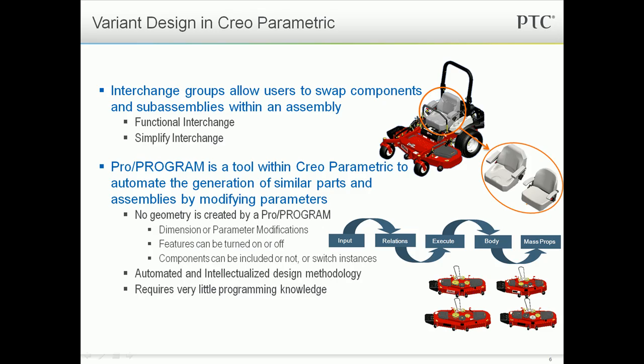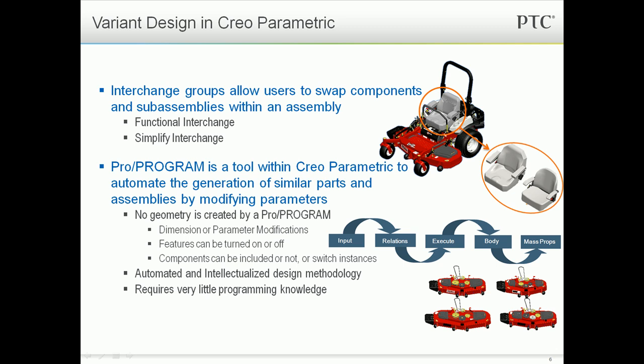We will now take a look at the Creo Parametric variant design solution. Creo Parametric provides different methods to accomplish the assembly change, such as family table parts, copy model, etc. The first one is the exchange group, which provides functional and simplified exchange group types based on our needs. The second method is to interchange components and subassemblies.